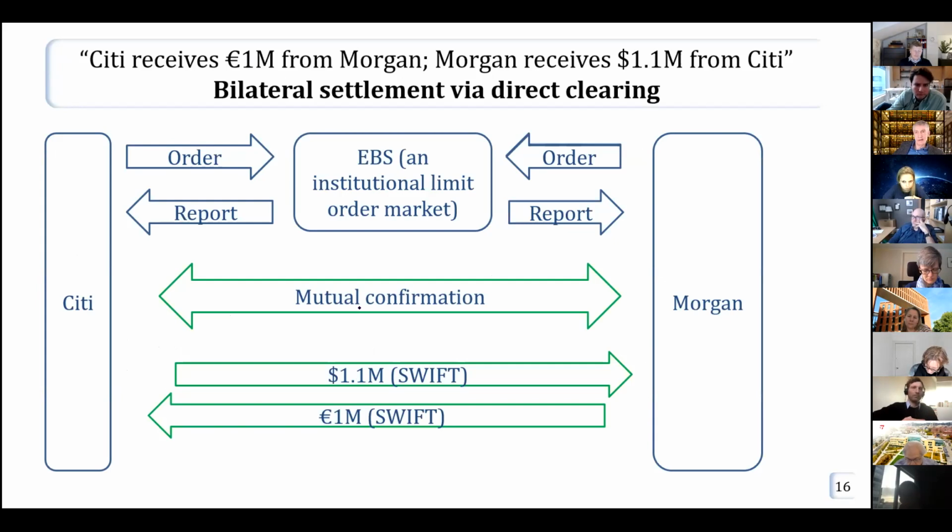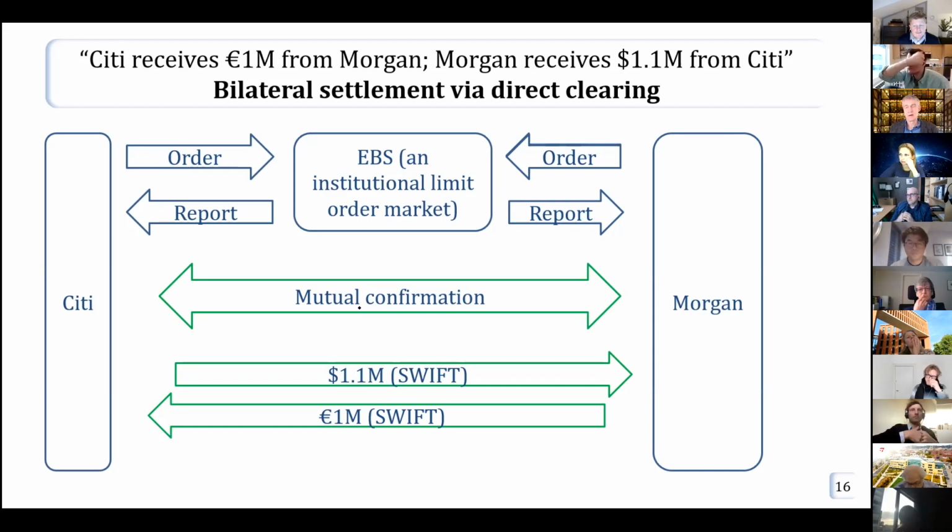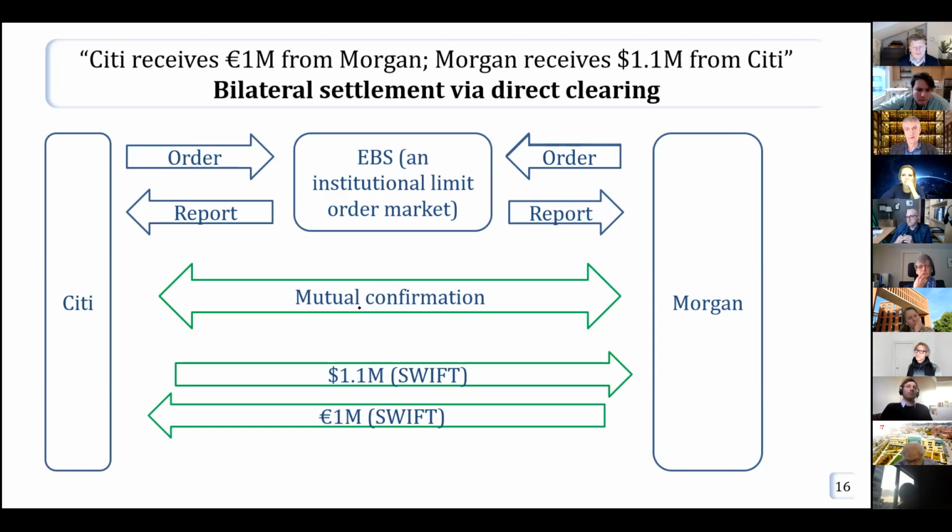So what does CLS Bank do? Well, first look at a trade without CLS. That is with bilateral settlement. So it's an exchange of euros for dollars. Citi is receiving the euros and paying the dollars. Now, first thing that happens is there is a trade. Maybe the trade takes place on EBS, which is an institutional limit order market. Morgan and Citi put in their orders. If there's a match, EBS sends them a report. But that does not actually settle the trade. It doesn't actually transfer the currencies.